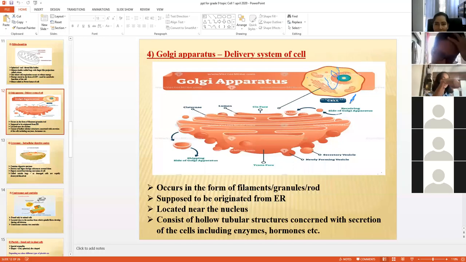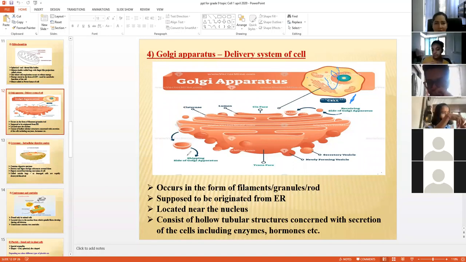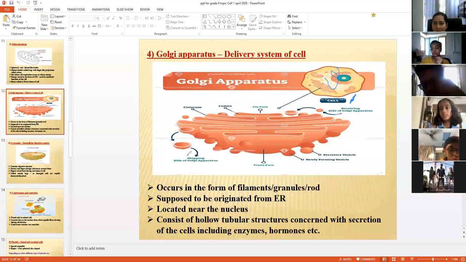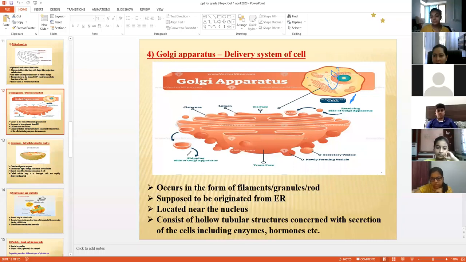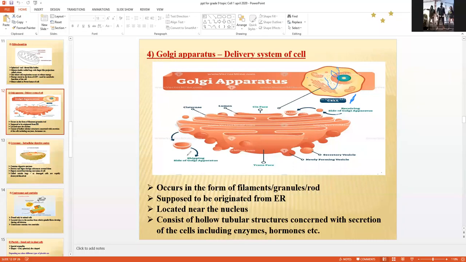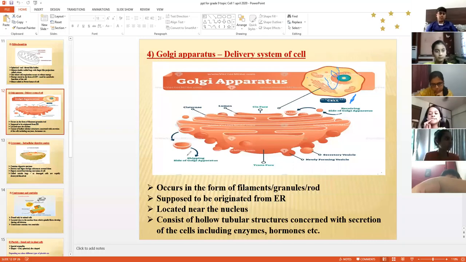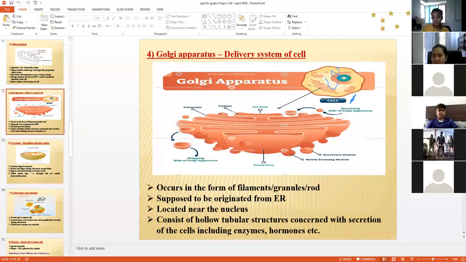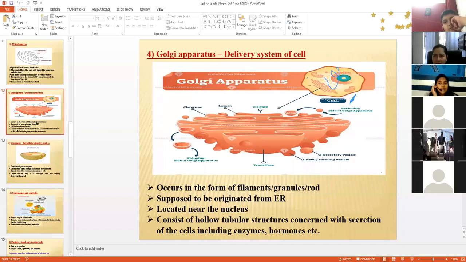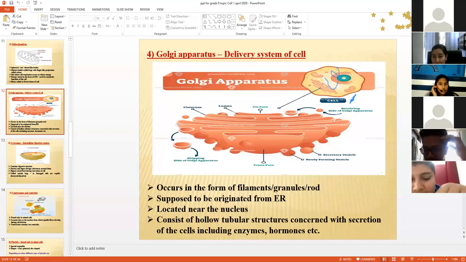Is the Golgi apparatus like an endocrine system for the cell? Yeah, you can say that. You can put that. Yes.